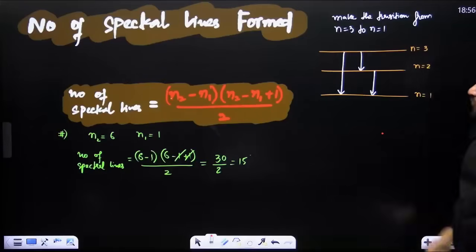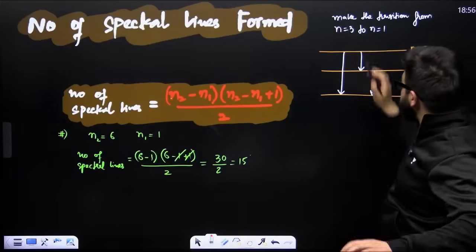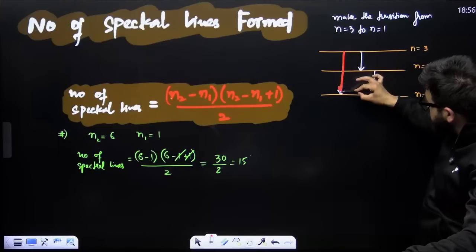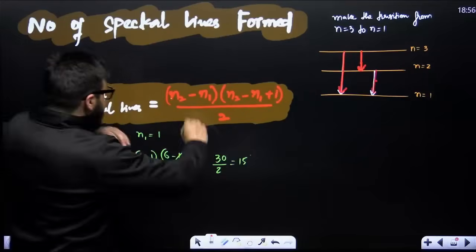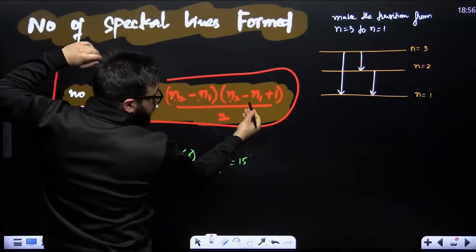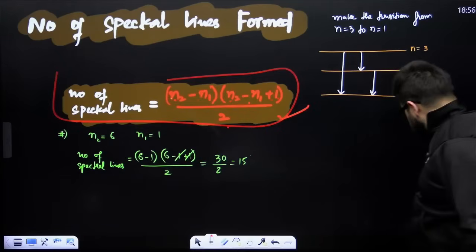Now, if an electron makes a transition from a higher orbit to a lower orbit, like from third to first, it can come directly from third to first, or it can come from third to second and then from second to first. How many lines are created? 3. How many spectral lines are created? This is the formula: n2 minus n1 into (n2 minus n1 plus 1) divided by 2. This is how we can find the number of spectral lines formed.